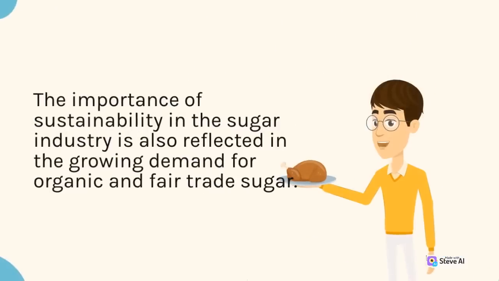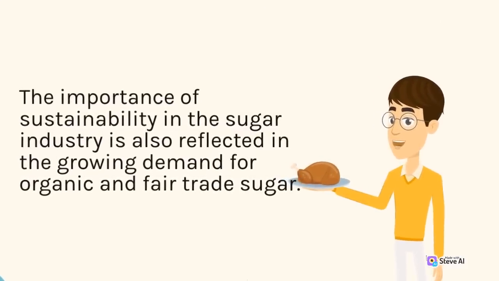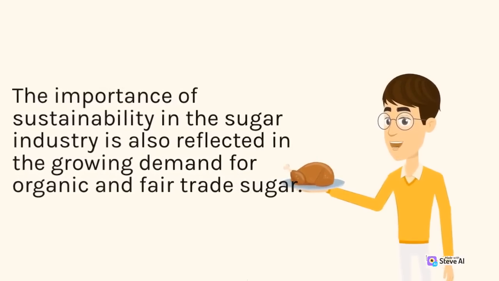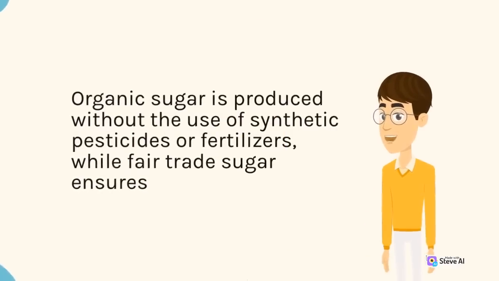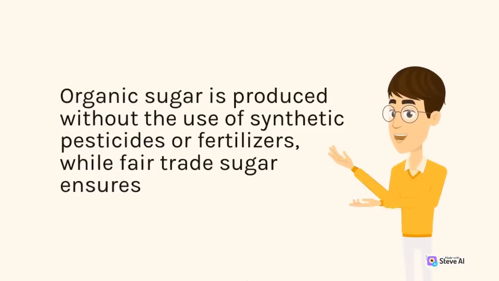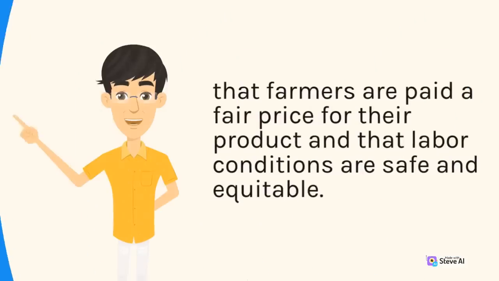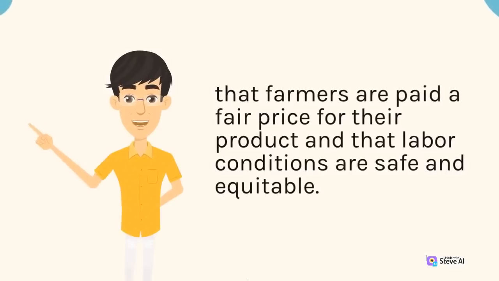The importance of sustainability in the sugar industry is also reflected in the growing demand for organic and fair trade sugar. Organic sugar is produced without the use of synthetic pesticides or fertilizers, while fair trade sugar ensures that farmers are paid a fair price for their product and that labor conditions are safe and equitable.